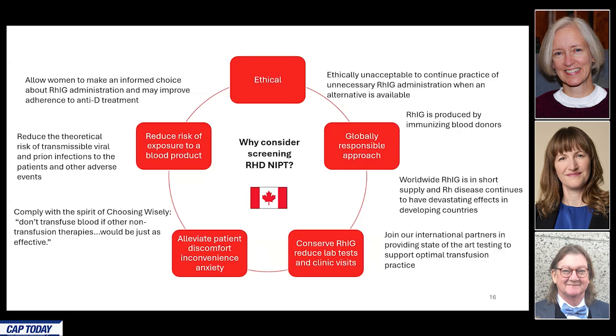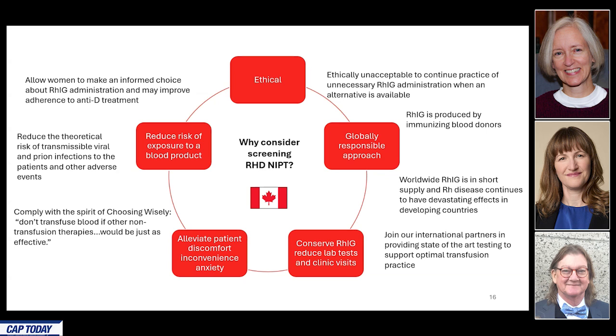In the paper, we really go over a number of reasons why it's a good idea to do this. So why consider this screening for RHD and NIPT? Well, the first pillar maybe is the ethics of the thing. So is it ethically acceptable to continue giving Rh immune globulin when an alternative is available? So we know there's a substantial proportion of RHD negative individuals at 28 weeks that get this drug that don't need it because their fetus is Rh negative and there's no chance of alloimmunization. So introducing this testing is really an ethical imperative in terms of reducing this use of an unnecessary drug.